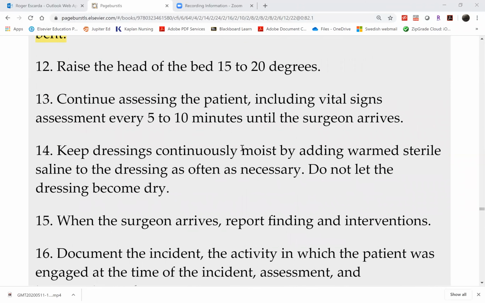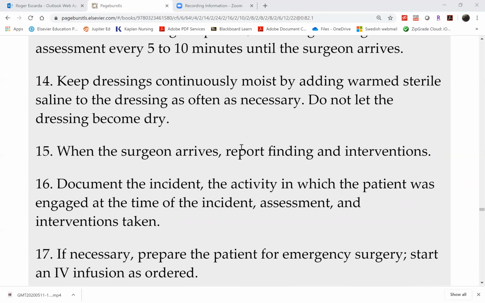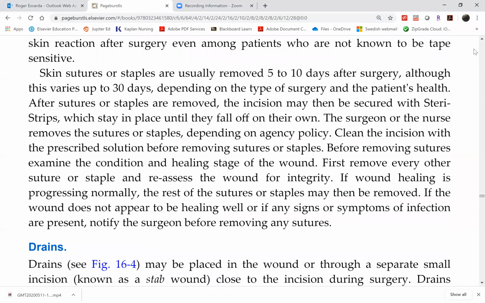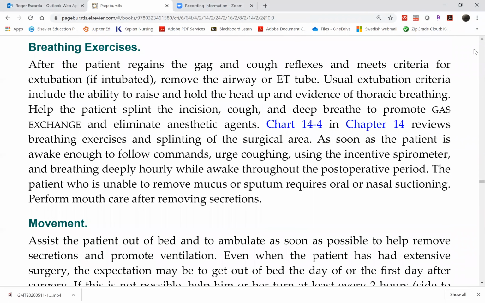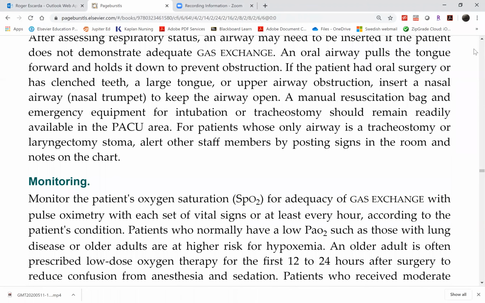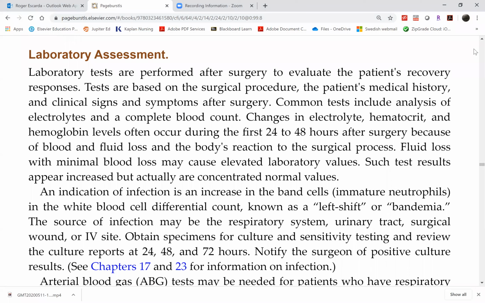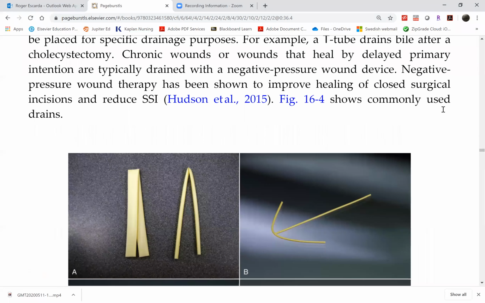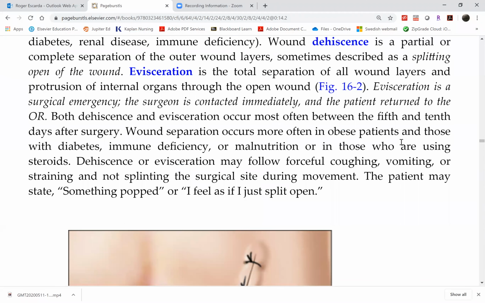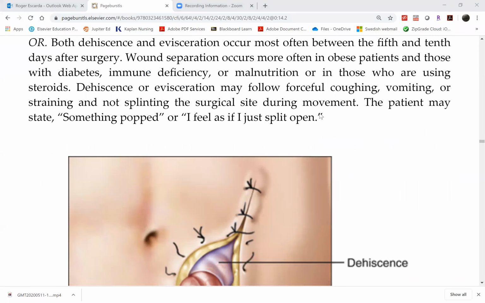And read the rest of it. You can read, right? Thank you so much. Let's go back to wound care. All right, any questions up to this point? Alrighty then.